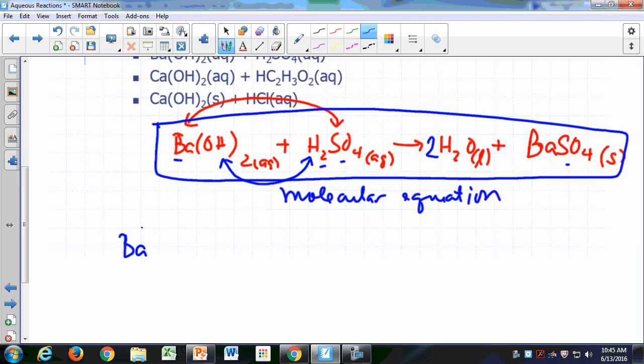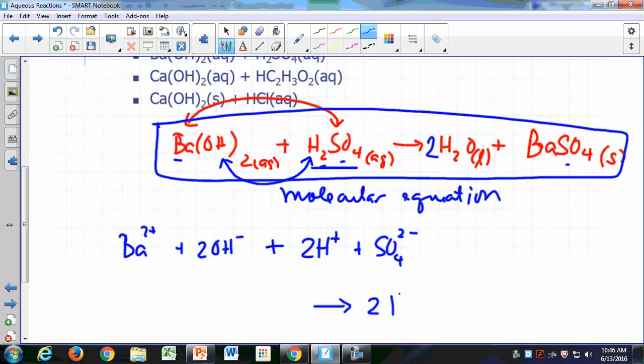You have barium ions plus 2 hydroxide. I'm just going to leave out the aq and the l and the s labels, okay? Plus 2H plus SO4 2 minus. Notice your sulfuric acid is one of your 6 strong acids, so I have to separate those into ions in aqueous solution. Yields 2H2O liquid.